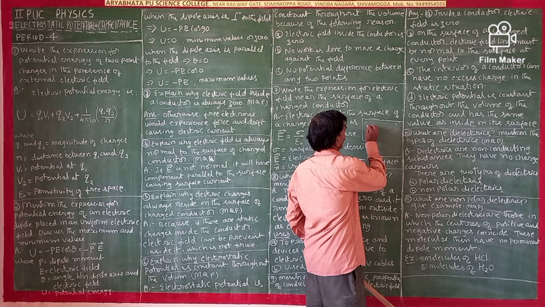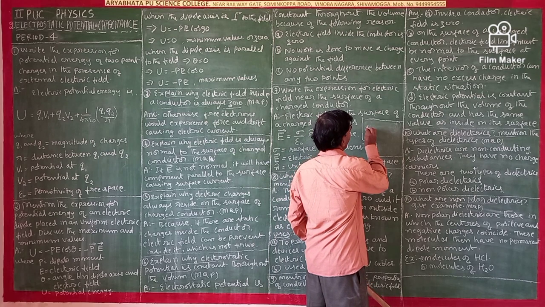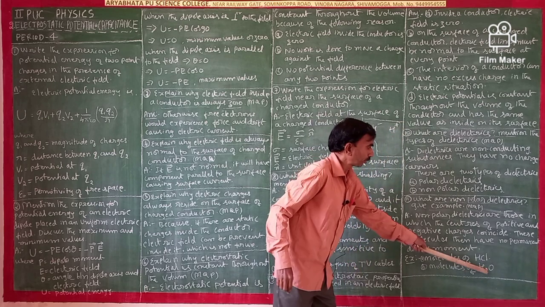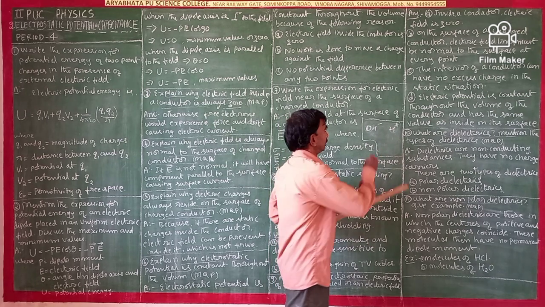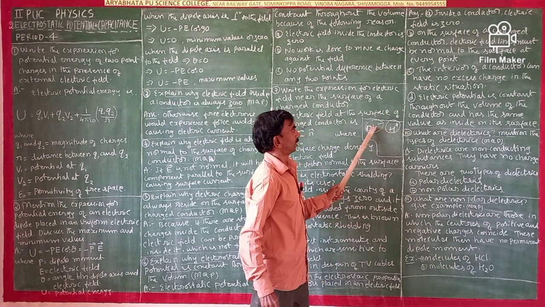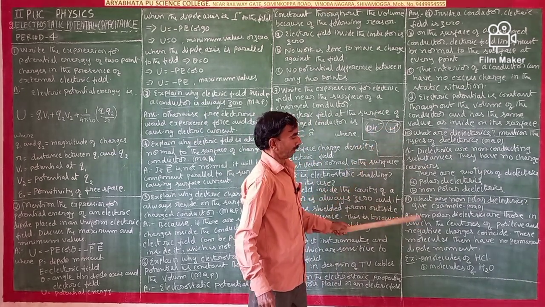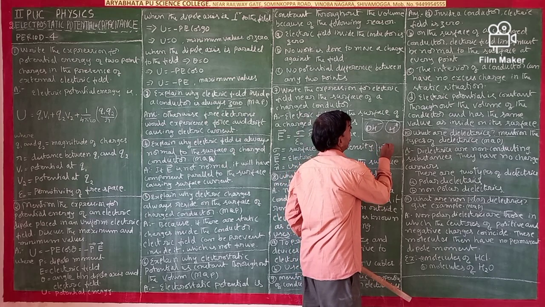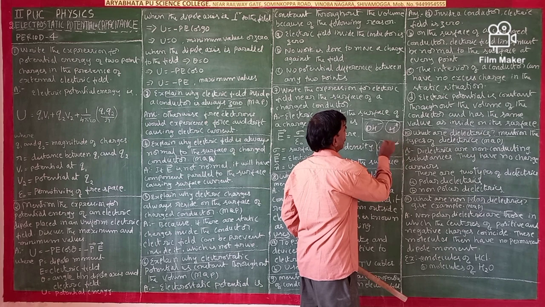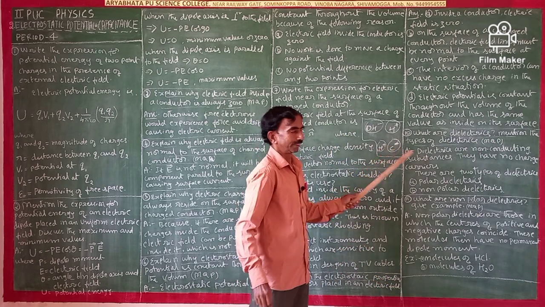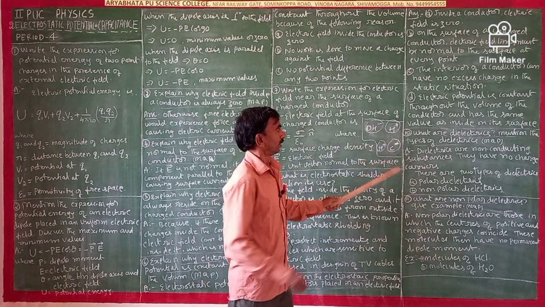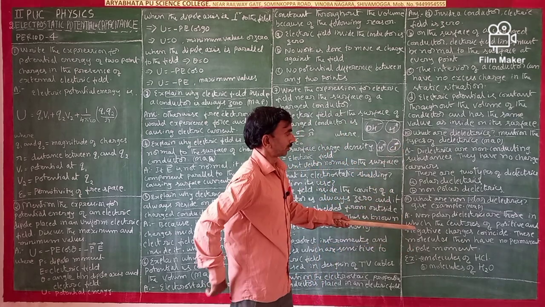Take water molecules, H2O. For H2O, OH minus and H plus are there. This is one positive charge, this is another positive charge. This is a dipole. Dipole means two poles, plus and minus charges. In the same way HCl is there: H plus, Cl minus. This is one pole, this is another pole. These are dipoles. So water molecules and HCl molecules are dipoles.